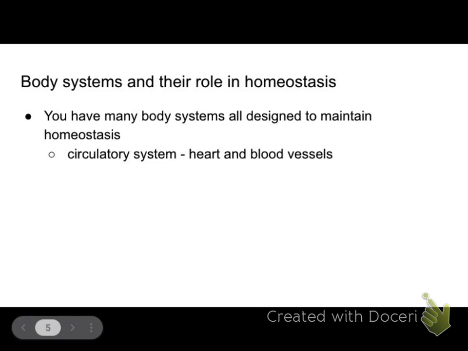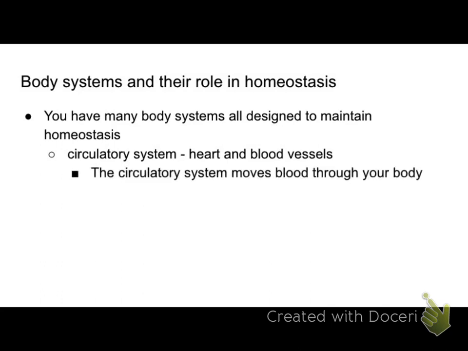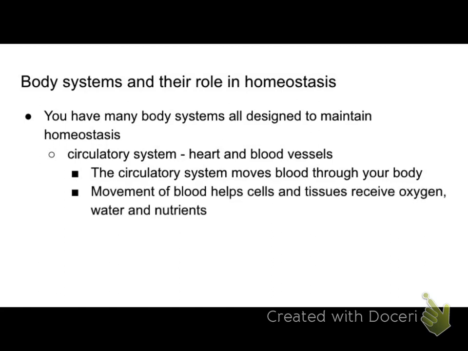So your circulatory system, this is your heart and all of your blood vessels. So think arteries and veins and capillaries. All those blood vessels that are in your body are part of your circulatory system, okay? The circulatory system moves blood through your body. By moving the blood, it helps cells and tissues receive oxygen, receive water, and receive nutrients. So all the cells in your body would not get water, oxygen, or nutrients if it wasn't for the blood moving through your body.